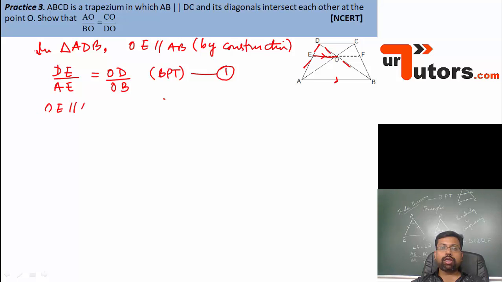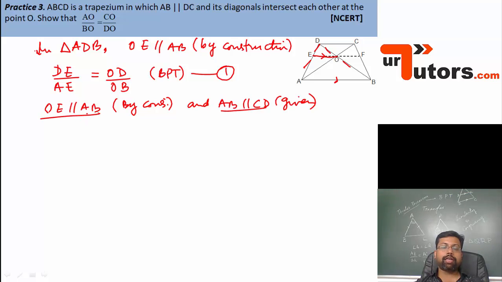Now, OE is parallel to AB by construction, right? By construction. And AB parallel to CD is given. So what do we have? OE parallel to AB and AB parallel to CD. So if A is parallel to B and B is parallel to C, then A will be parallel to C, from Euclid's postulates, if you remember. So one thing, you have OE parallel to CD is what you get.